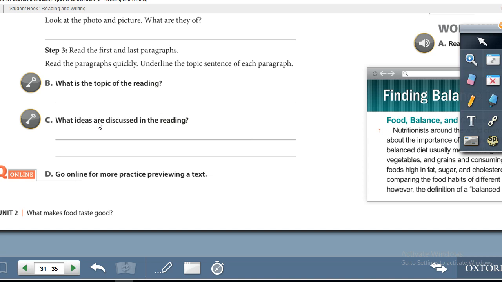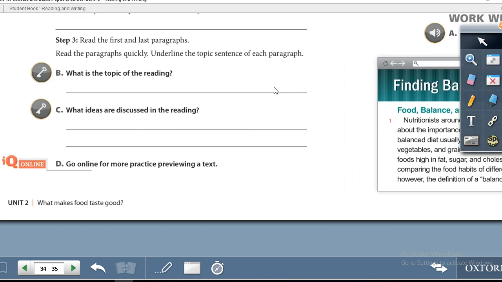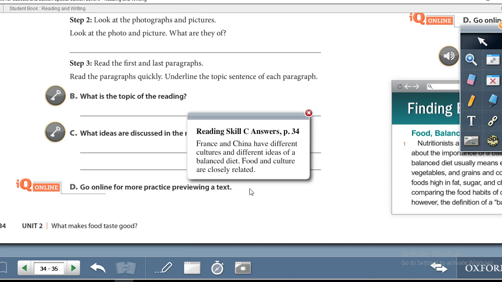Exercise C, what ideas are discussed in the reading? Now once again, this is a question that you have to read through the entire reading, right? So this one, what ideas are discussed in the reading? You can say that your answer is they discuss food, they discuss nutrition, they discuss finding a balanced diet. There are many answers that you can write for this particular question, right? To help you out with this question, I will show you the answer key for C. Right, so that is the answer key.